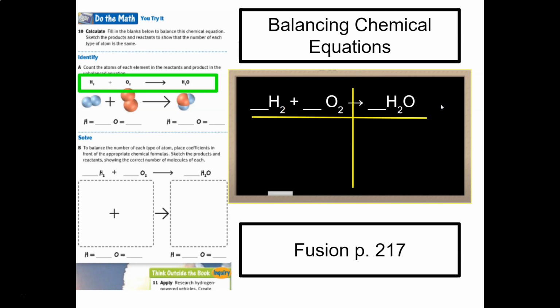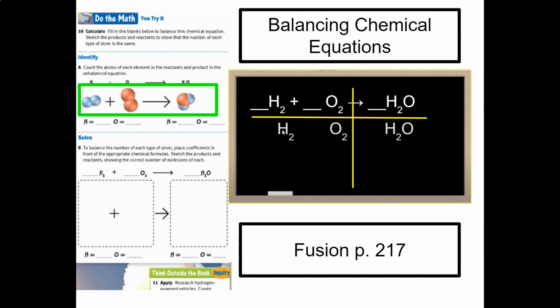Going to set up our T table. So we have a workspace for the products and a workspace for the reactants. And then we're going to do this step here. We're going to model. And again, instead of drawing the circles, we're going to model with just using the chemical formulas. So we have one hydrogen molecule, one oxygen molecule, and one water molecule, H2O.